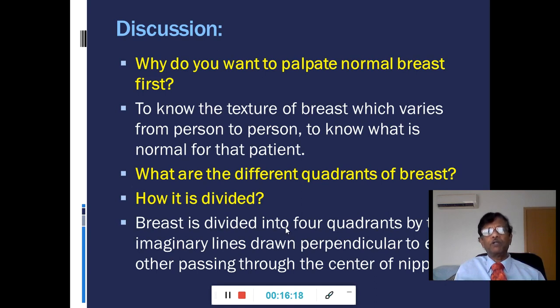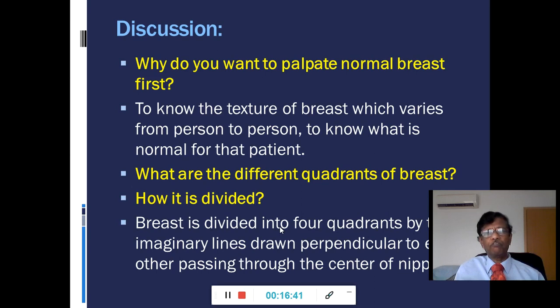Why do you want to palpate the normal breast first in this patient? To know the texture of the breast, which varies from person to person, and to know what is normal for that patient. Right. So we must first know the texture of the breast of that patient, then only can we make out the diseased breast texture.